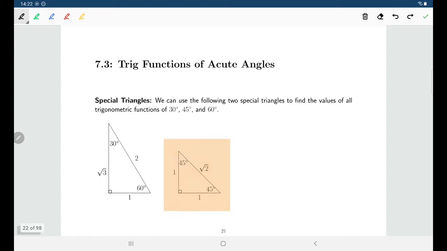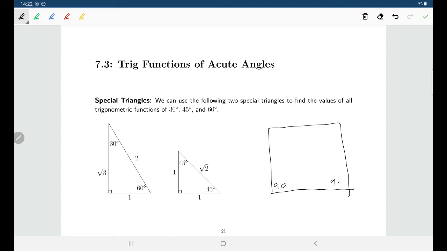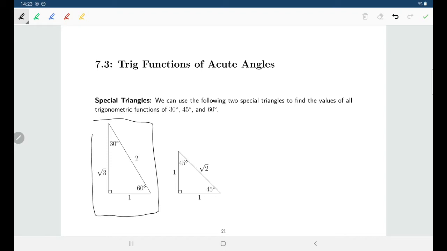The second triangle, the 45, 45, 90 triangle, comes from taking a square whose angles are all 90 degrees, and if we had a square whose side lengths were all 1 and then cut that square in half, you would now have two 45-degree angles in that triangle along with that 90-degree angle. So these two triangles we'll use to find our exact values for our trig functions at 30, 45, and 60.